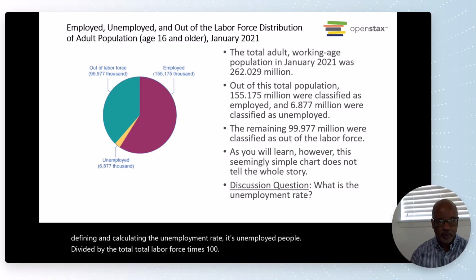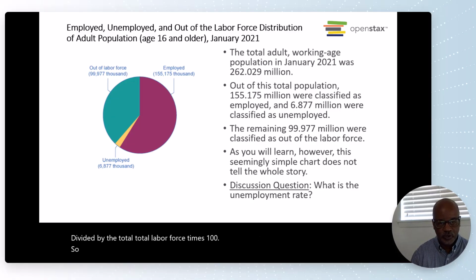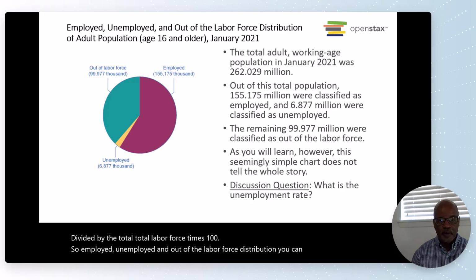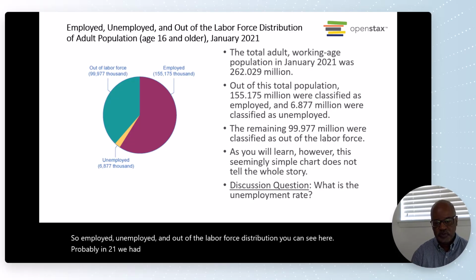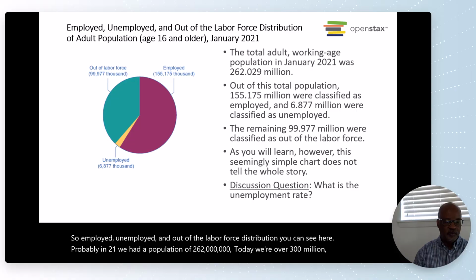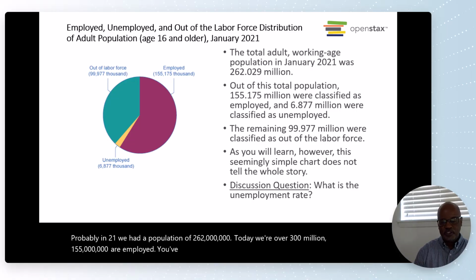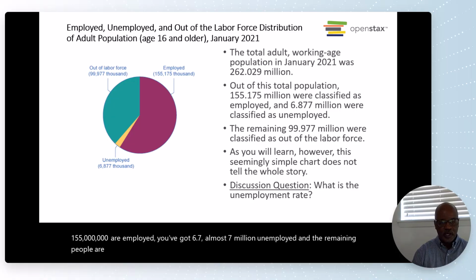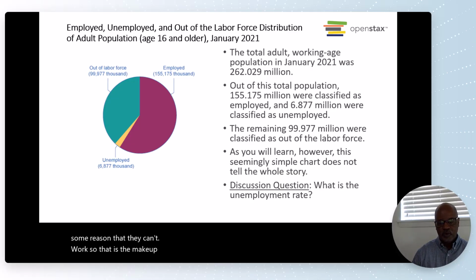So employed, unemployed, and out of the labor force distribution, you can see here. Probably in 21, we had a population of 262 million. Today, we're over 300 million. 155 million are employed. You've got 6.7 million, almost 7 million unemployed, and the remaining people are out of the labor force. Either they're not looking for work, or they're retired, or for some reason they can't work. So that is the makeup of the labor force in 2021.